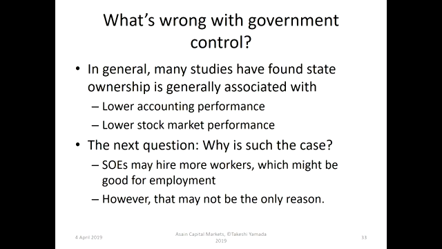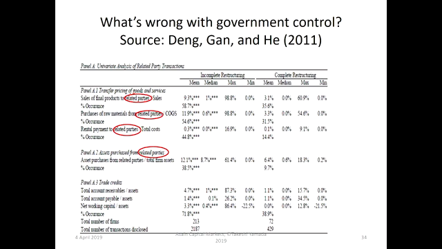So SOEs may hire more workers, right? Which might be good for employment, but this is because for a social objective, you hire more workers, and that may not be good for the shareholders, right, or the performance. But that may not be the only reason, right? So this is what Dengan shows. Okay. So what they look at is related party transactions, okay?